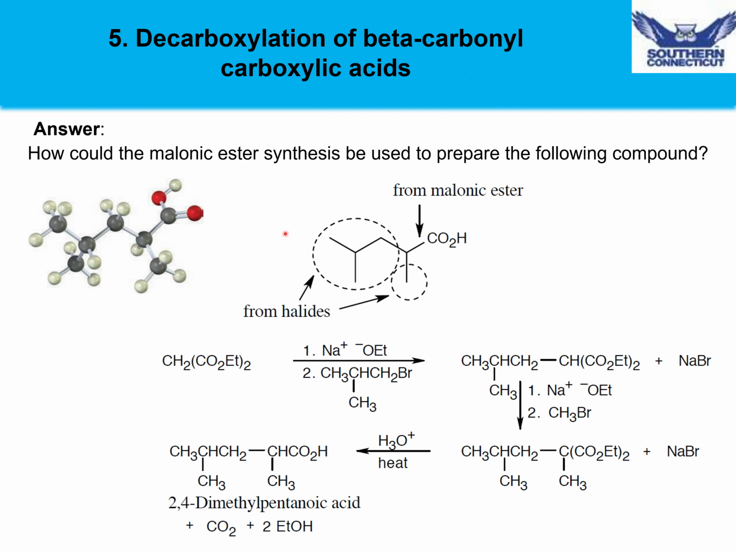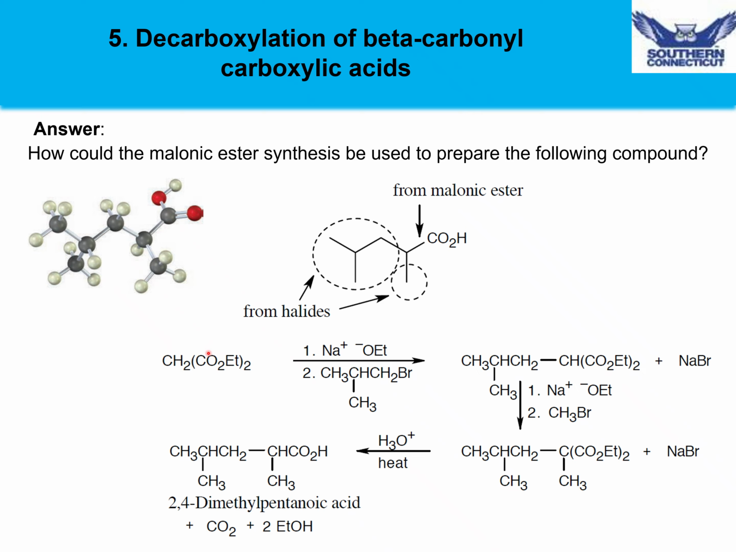Now, the question asks us to use the malonic ester synthesis to prepare the following compound. You do not need to know, at least for this class, what exactly the malonic ester synthesis is, but you should be able to use alkylation reactions combined with decarboxylation reactions to form a carboxylic acid that has certain alkyl groups on it. In the malonic ester synthesis, we generally start with a diester, such as this one, and we can use base to form an enolate of the alpha carbon.